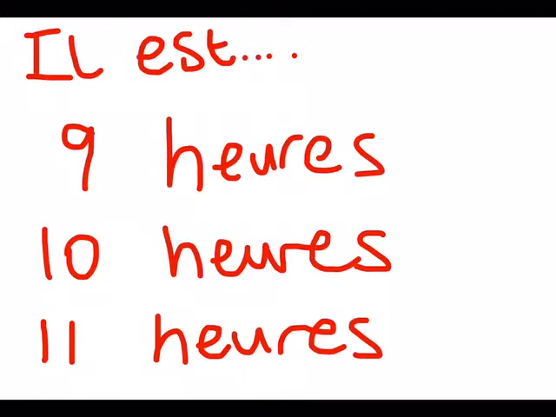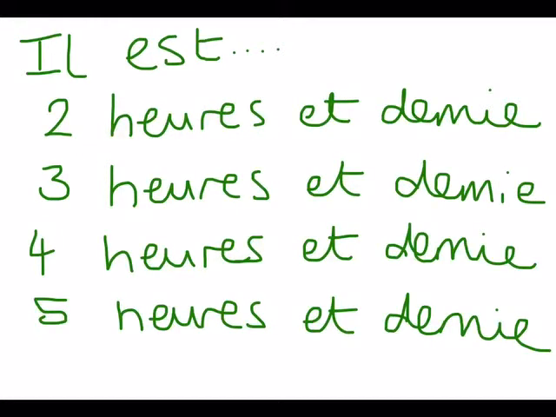On the screen you can see two other examples. Il est 10 heures, it is 10 o'clock. And finally, il est 11 heures, it is 11 o'clock. Next, we'll look at how you say it is half past the hour. Once again, this is really rather easy to do in French.